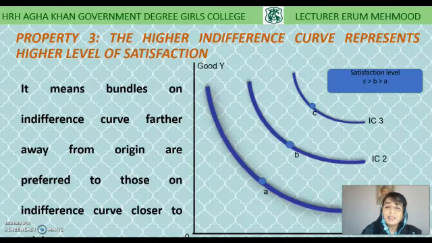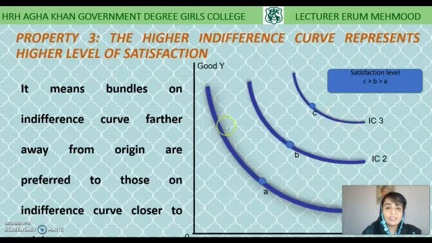The third property is that a higher indifference curve represents a higher level of satisfaction. It means bundles on an indifference curve further away from the origin are preferred to those on an indifference curve closer to the origin.